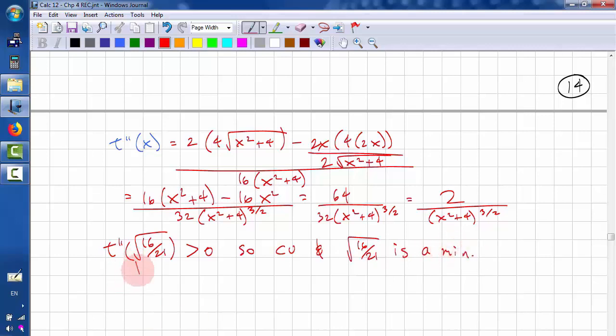And we're going to answer the question: Jane must row square root of 16 over 21 miles towards the village.